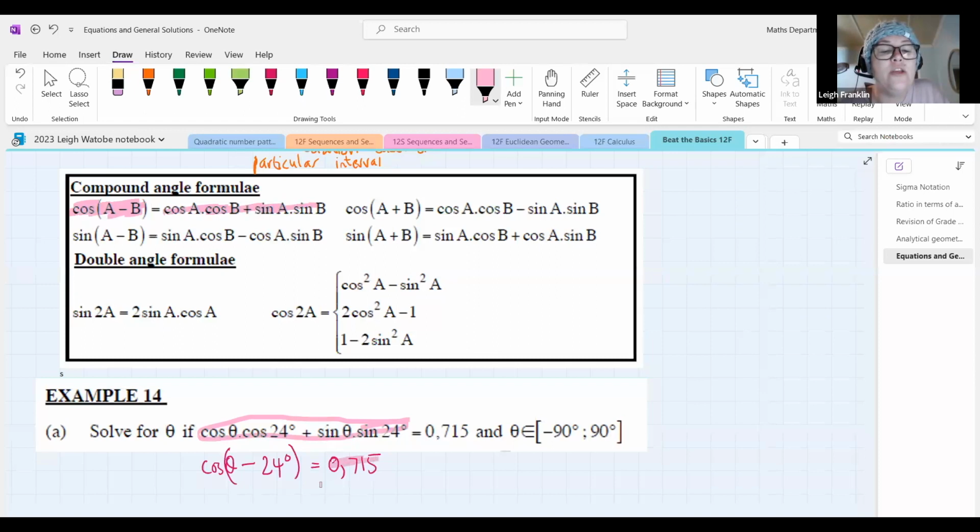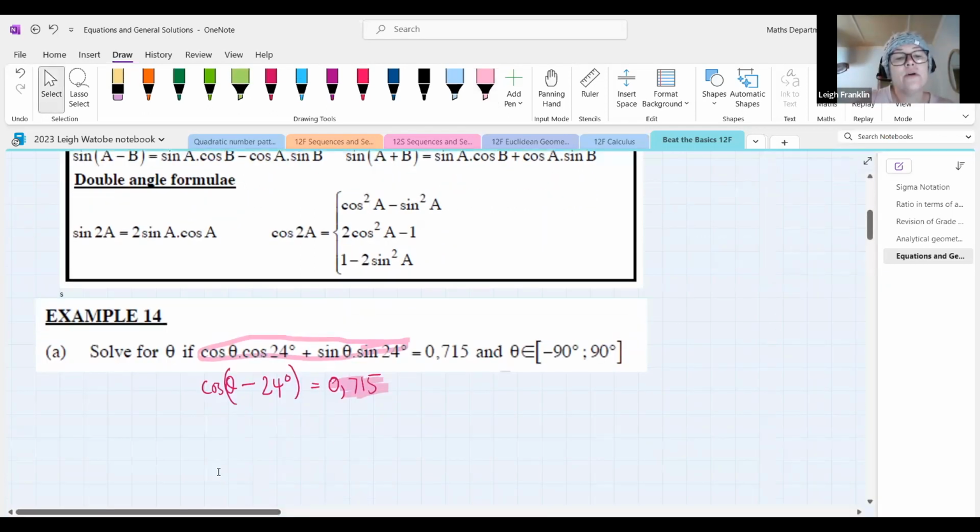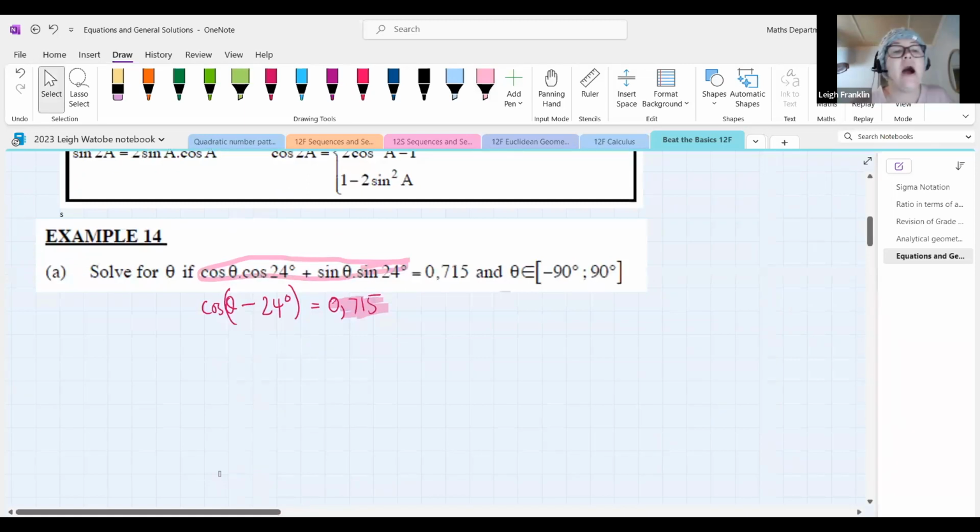Okay, so now this 0,715, this value here is an output. It is a Y value on your cos graph. That's what it represents. And they want to know how many angles between negative 90 and 90 have this output value of 0,715 on our graph. Okay. But before we can do that, we have to find our reference angle.